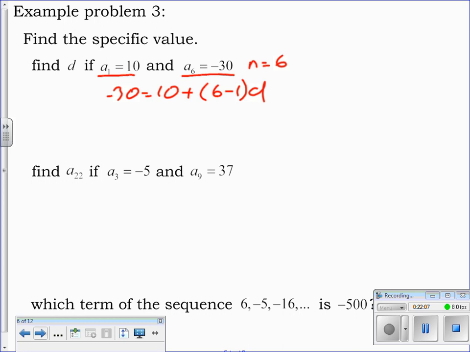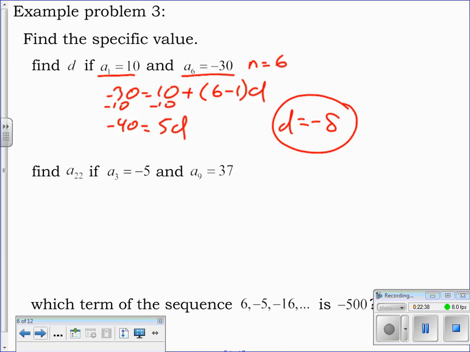Okay. So, what do I do? Yeah, subtract 10 from both sides. Do the 6 minus 1, so I subtract 10. So I get negative 40 is equal to 5d. Divide both sides by 5. D is negative 8. So it's going down 8 each time. Okay? It's really not that hard.